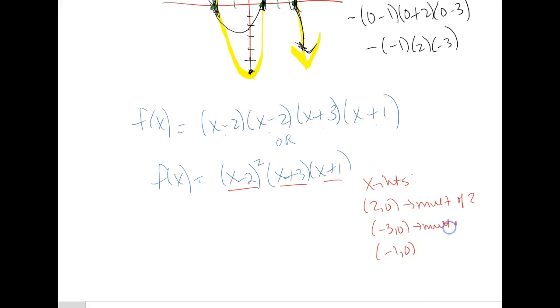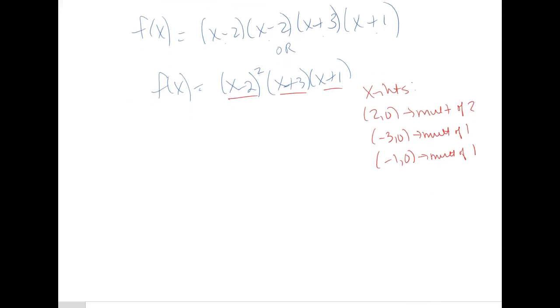This is a multiplicity of 1 because it only showed up once, and this is a multiplicity of 1 because it only showed up once. So what did we say earlier about a multiplicity of 1? At these points, you are literally just going to cross through the axis like normal. There's nothing really special about it. So I'm going to cross through the axis here, and I'm going to cross through the axis here. But at 2, something special happens. Whenever you have a multiplicity of 2, you actually bounce off the axis.